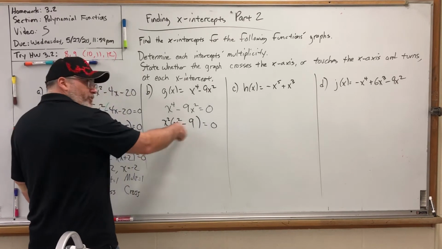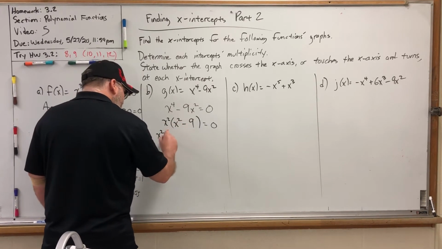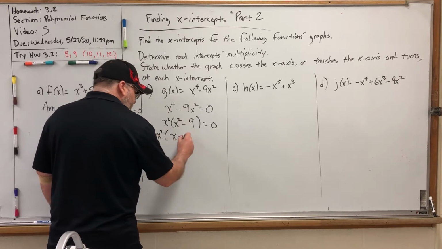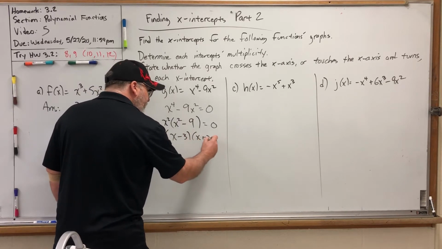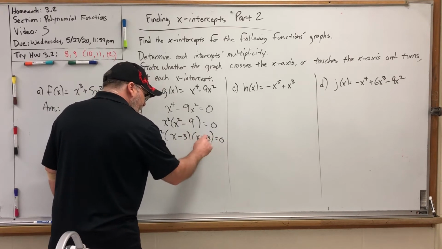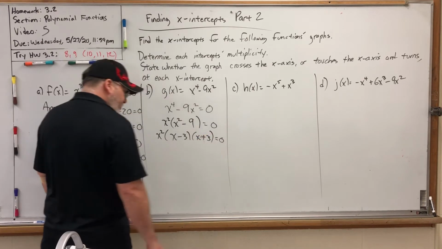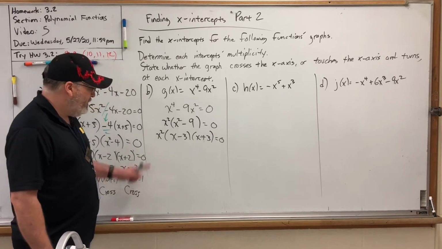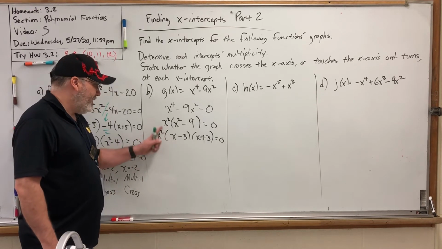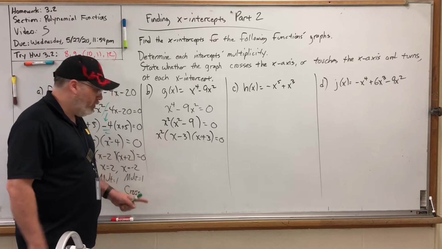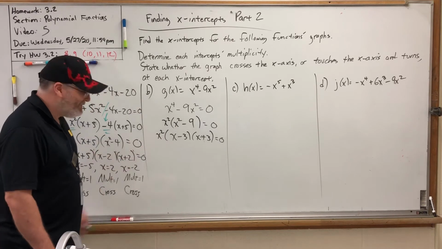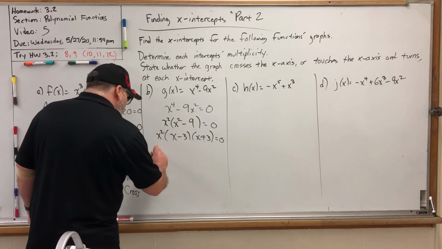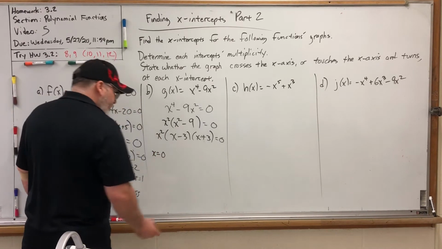Oh, look, it's another difference of squares. So the x squared minus 9 factors into x minus 3 and x plus 3. And now we can put each factor equal to 0 and solve. Remember what I said in the previous video, if a factor is a monomial, one term, and it contains an x, then putting it equal to 0 will always give you x equals 0.